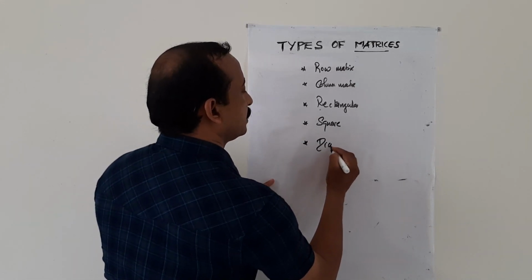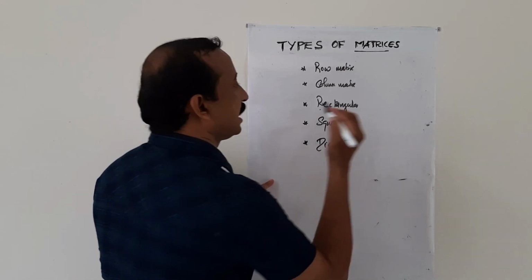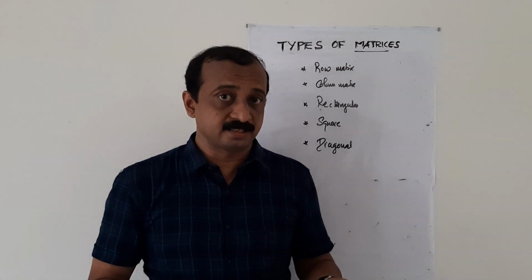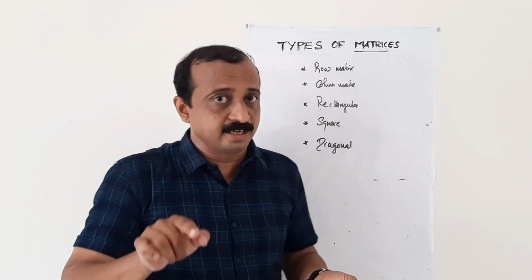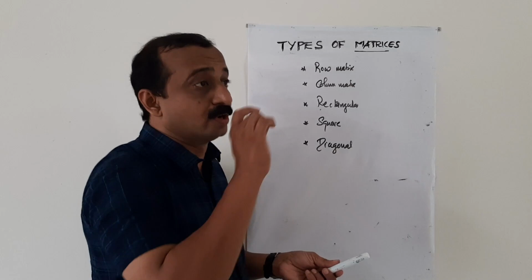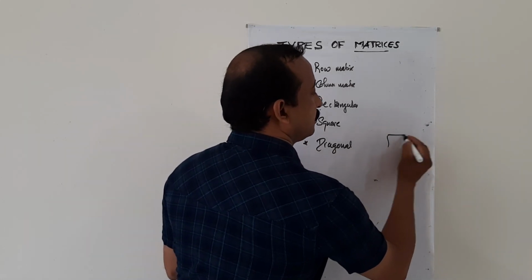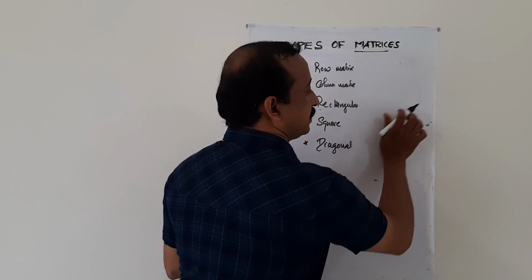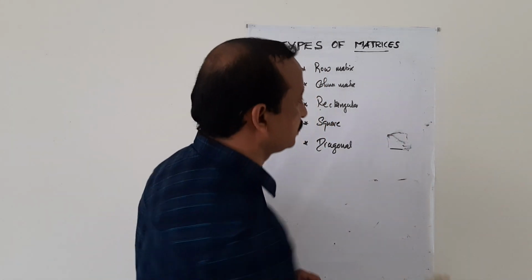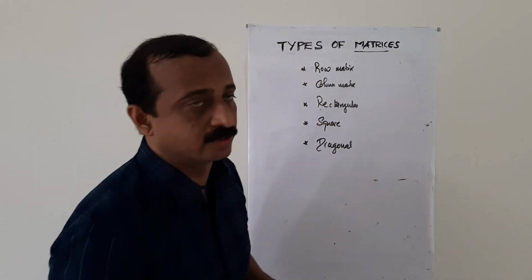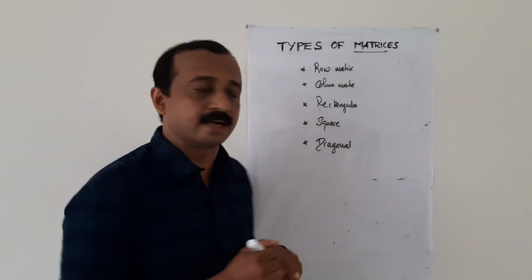Then the diagonal matrix. What is a diagonal matrix? A square matrix in which only the principal diagonal elements are non-zero. You know the principal diagonal, right? This is the principal diagonal. A square matrix in which only the principal diagonal elements are non-zero is called a diagonal matrix.